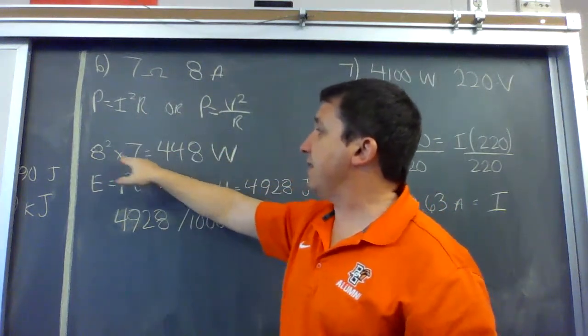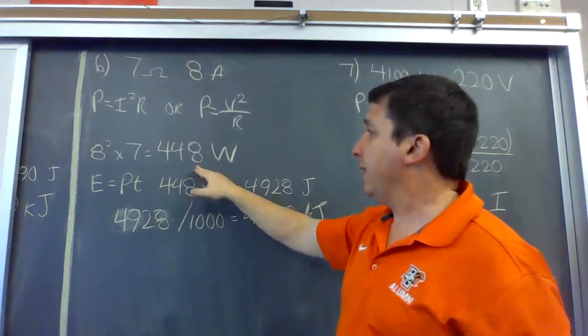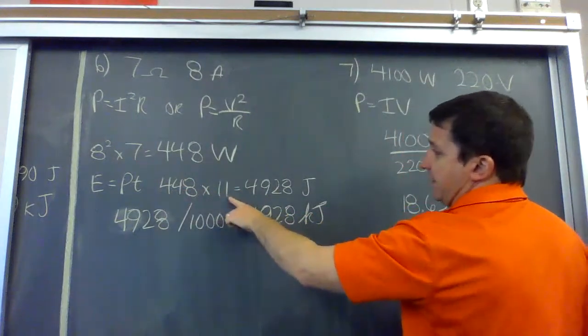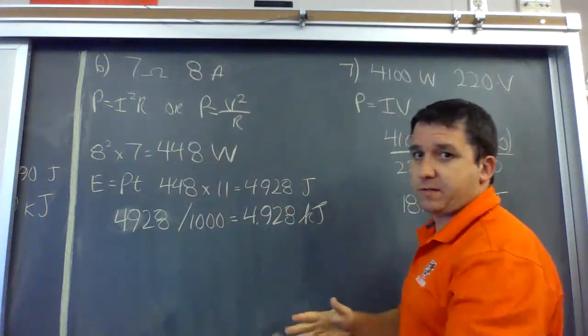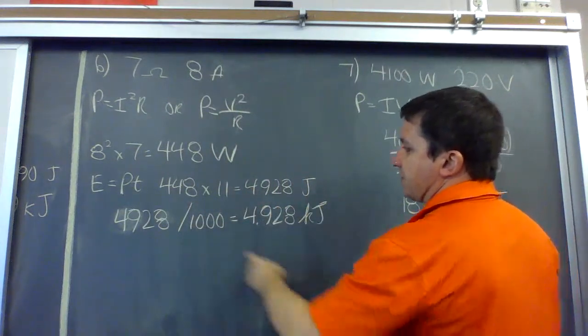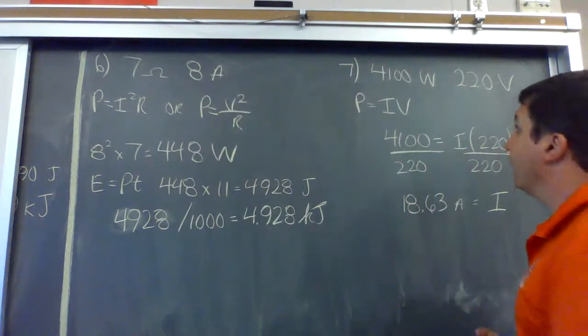So 8 squared times 7, 64 times 7 is 448. Who doesn't know that off the top of their head, right? And then go ahead and use the energy equation, 448 times 11. And 11 seconds, of course, is the time, which is always provided. And you get 4,928 joules. Divide it, you get 4.29 kilojoules.